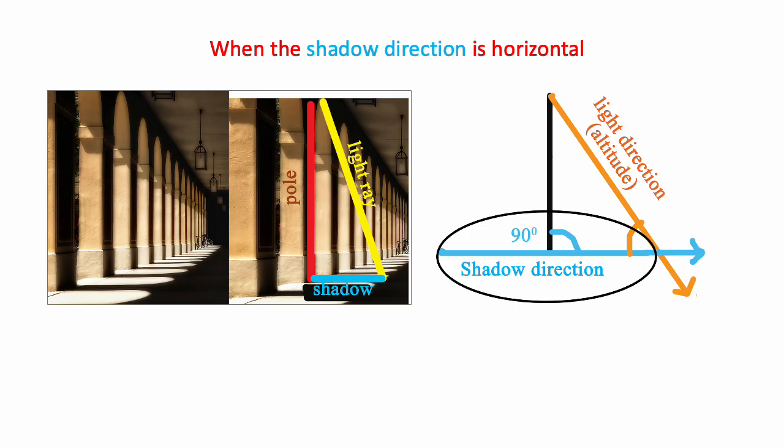In this picture, I made one of the columns the pole and found the end of the shadow. When you connect that end of the shadow to the top of the pole, you get the light direction. In this situation, the shadow direction is horizontal, so the angle it makes with the vertical is a 90-degree angle.